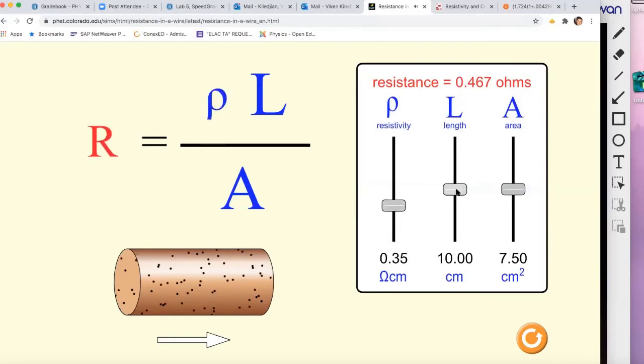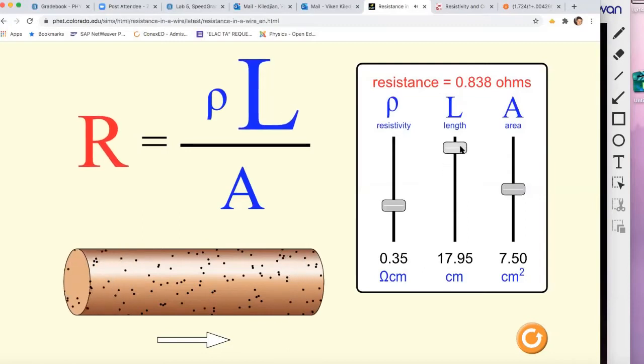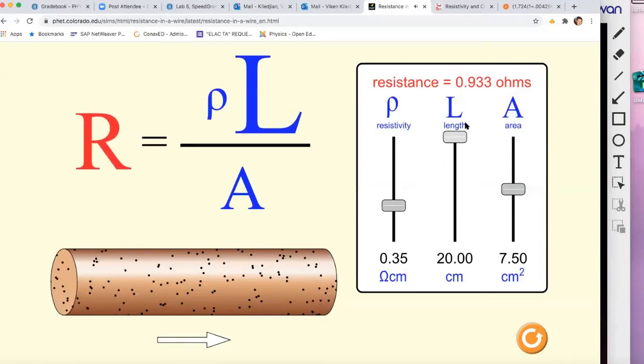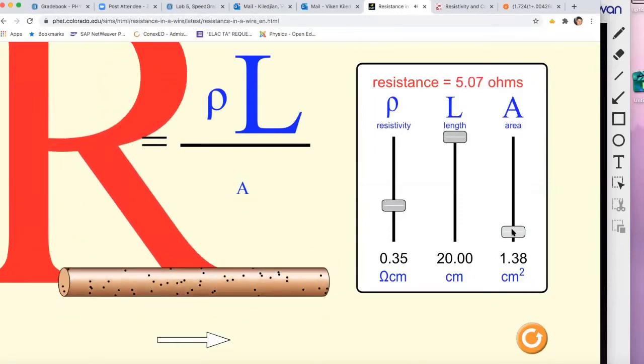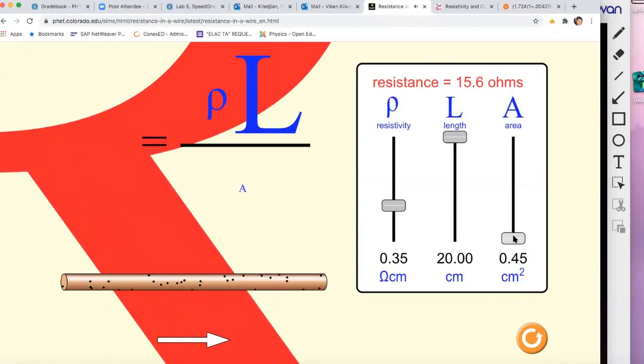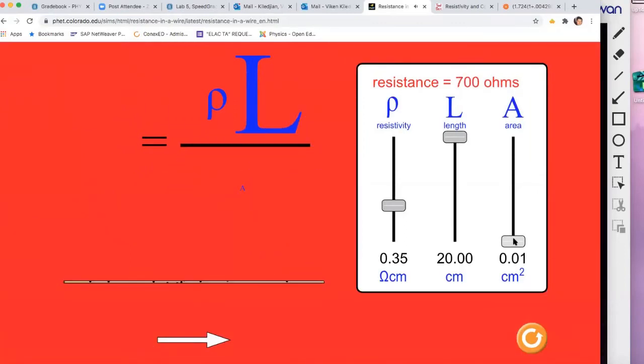So now the length. If I increase the length, resistance goes up. And then if I decrease the area, whoa. That was funny. Wow, the resistance became 700 ohms. That's crazy big.